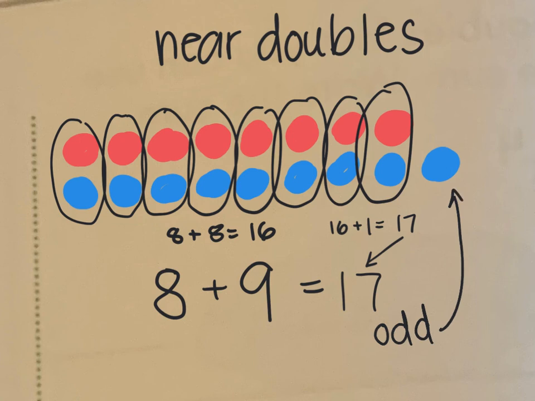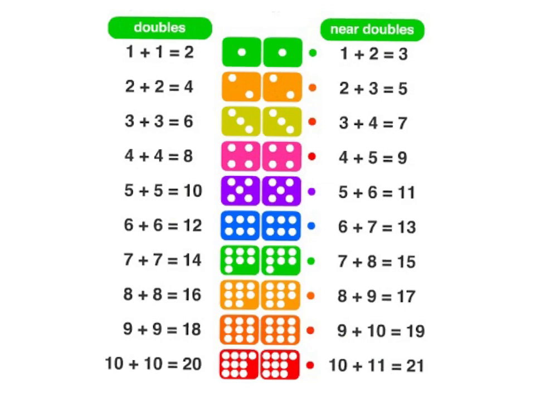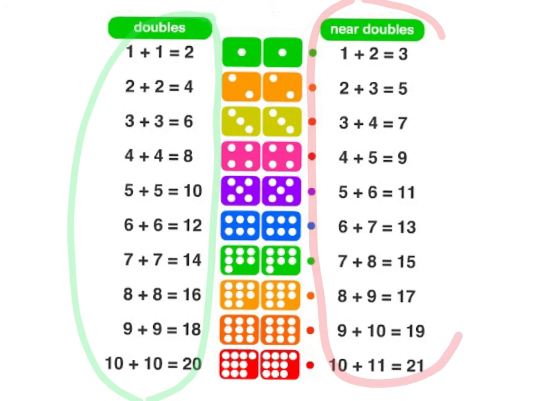Fun fact, near doubles will always have an odd answer, and doubles will always have an even answer. If we go back and look at this, we can see that all of the problems on our double side end in an even number, and all the ones on the near double side equal an odd number.